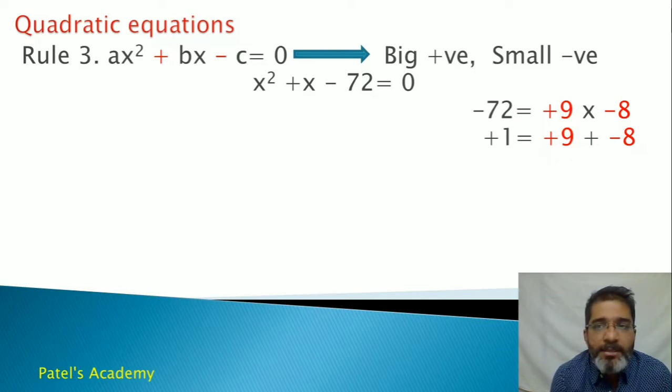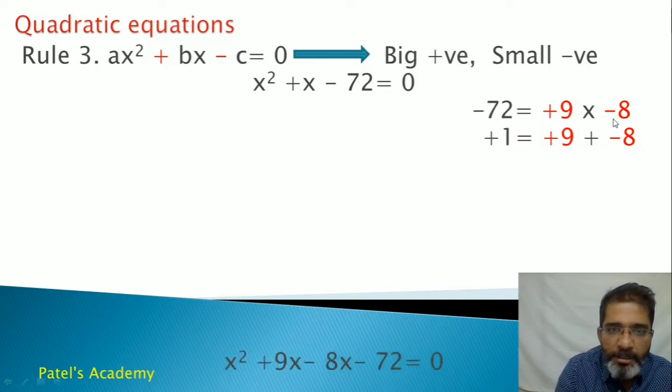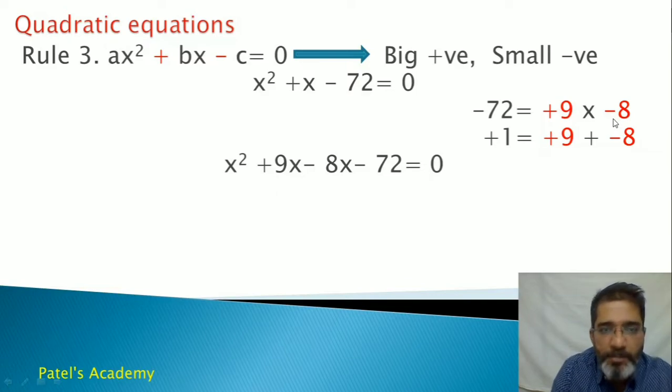Okay, that is 9 being a bigger number, we are putting a plus sign. 8 smaller number, we are putting a minus sign. See the rule: big number positive, small number negative. 9 is a big number, so plus sign for that. 8 is a smaller number, so minus sign for that. So we are splitting, that is plus 9x minus 8x.